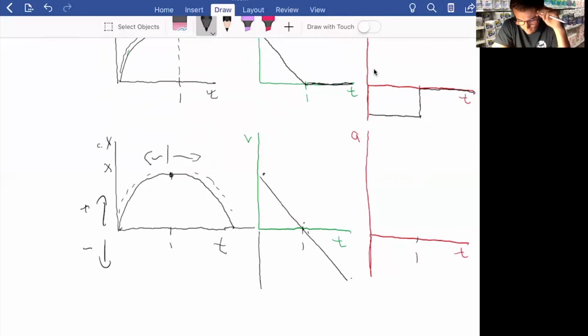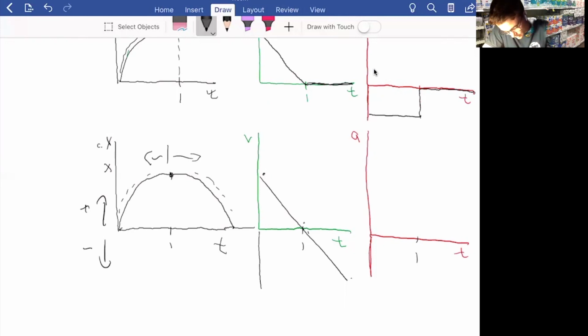Okay, so then acceleration, right? We know that acceleration is the rate of change of velocity. So whatever the slope of this line is for velocity is going to tell us our acceleration. We see a constant decrease in velocity, or a constant negative slope in this velocity graph, right? So that's going to tell us we have a negative acceleration. Whatever the slope of this line is will be our acceleration.